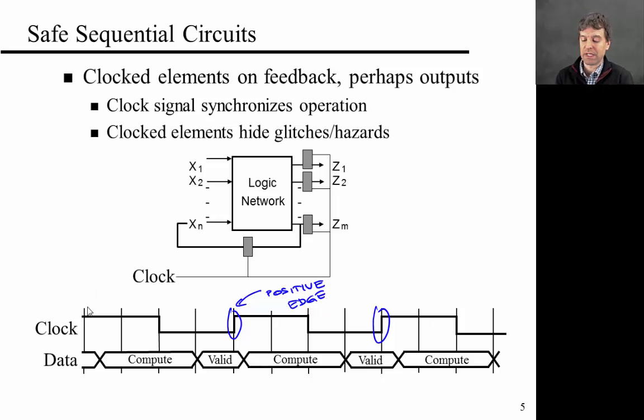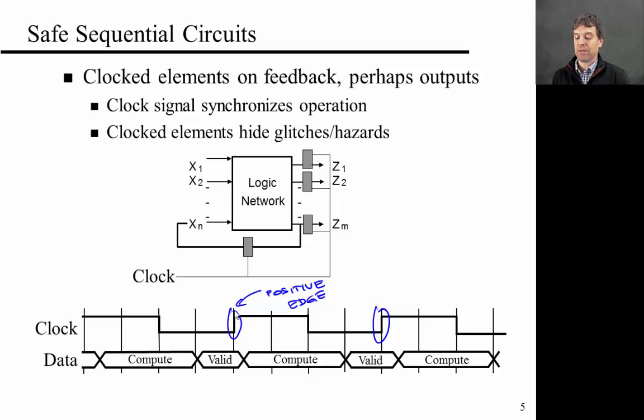I also want to point out that these vertical lines here now are not individual gate delays anymore, but some sort of longer time unit. Okay. Now the idea of the clock is the following.